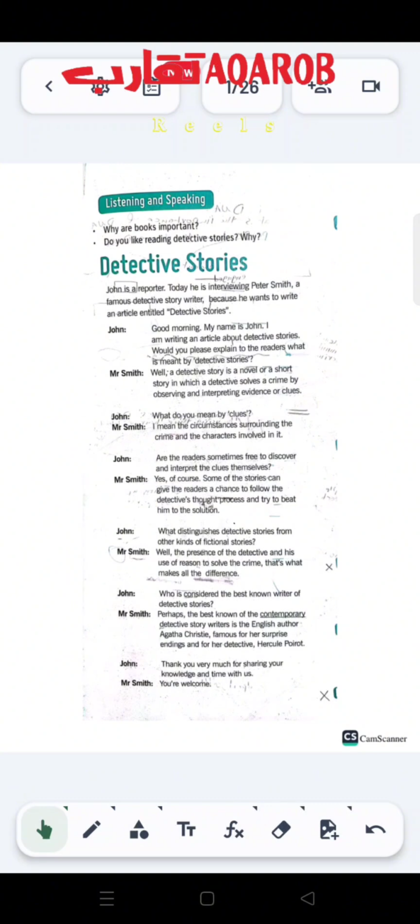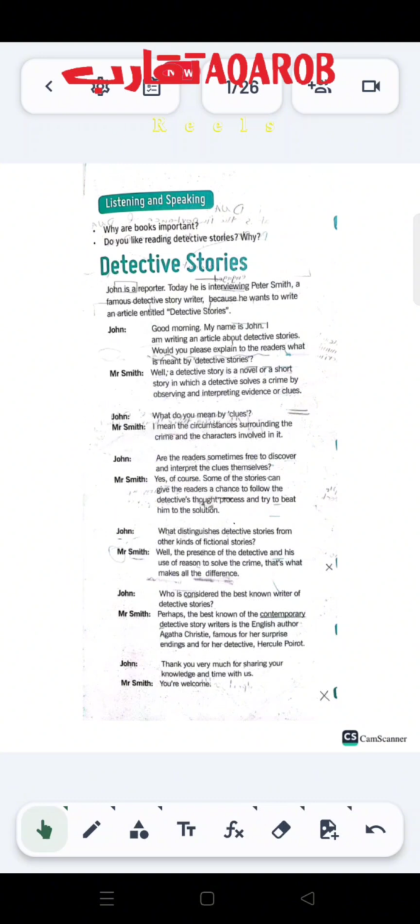Detective stories. John is a reporter. Today he's interviewing Peter Smith, a famous detective story writer, because he wants to write an article entitled Detective Stories. Now we're gonna start with the speech here.